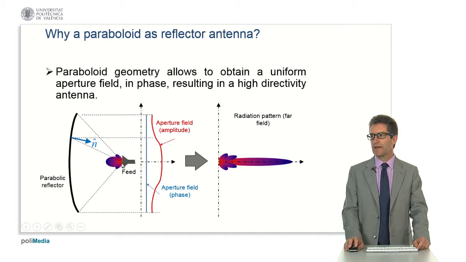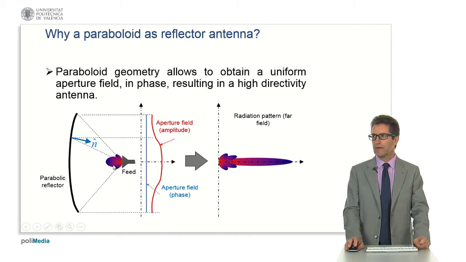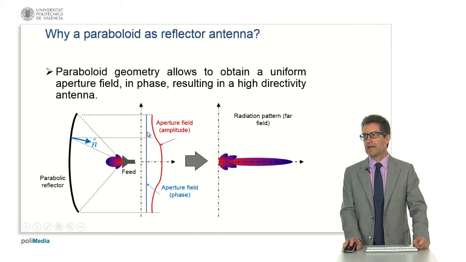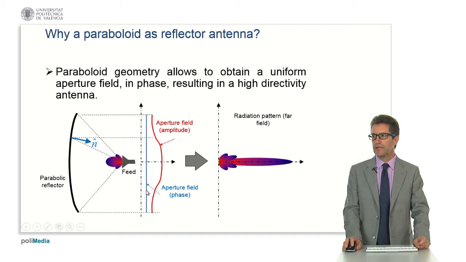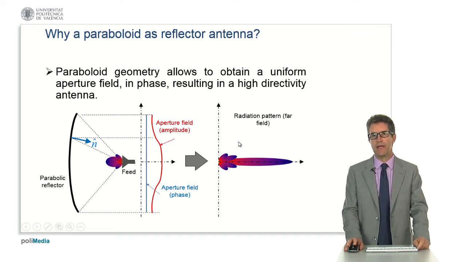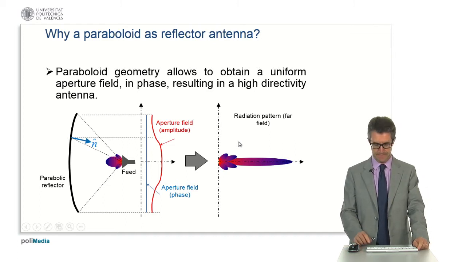So once we place a radiating source in the focus of a paraboloid geometry, what we finally obtain at the aperture is a field that is going to be constant along the aperture in phase. Not in amplitude, but it is going to be constant in phase. This makes the final radiation pattern of the whole antenna have a high directivity, which is one of the main purposes of this kind of antennas.